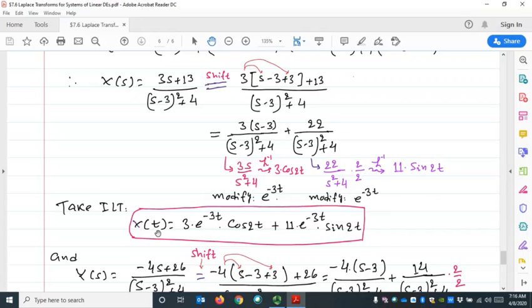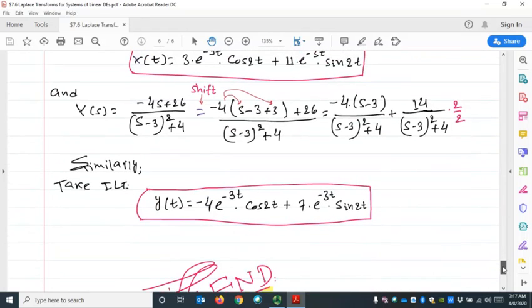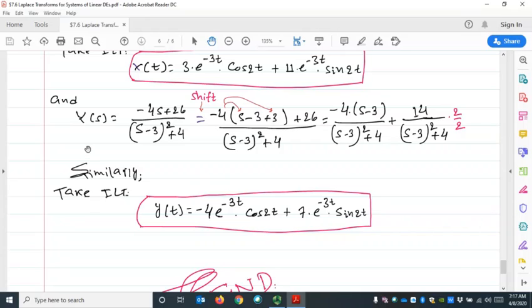So our final answer is x(t) equals 3 times cosine 2t times e to the power negative 3t. This is the term here. Then the second is plus 11 times sine 2t times e to the power negative 3t. Awesome. I hope this little computation makes sense to you all. Similarly, let's move on. Scroll down here. Great. So now capital Y equals negative 4s plus 26 over s minus 3 quantity squared plus 4.